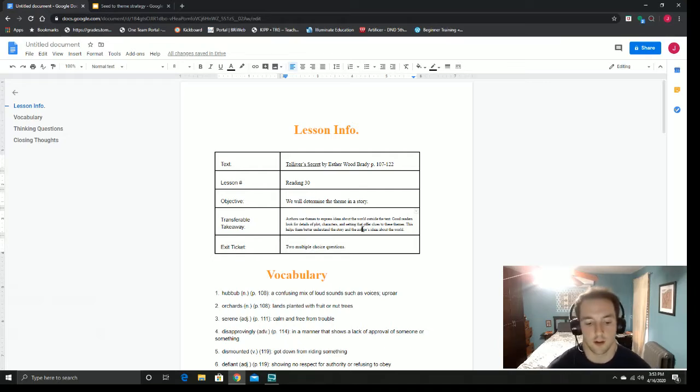Oftentimes fiction is called the lie that tells the truth. What that means is that fiction stories are made up stories, and sometimes life is just so tricky that to learn a really clear lesson, to improve ourselves or improve our world or improve the lives around us, people actually make up stories to show these messages, to show these truths, so that we can better understand the world itself, and so we can enjoy the story a little bit more clearly than if it was real life and if things were a little bit more mixed up.